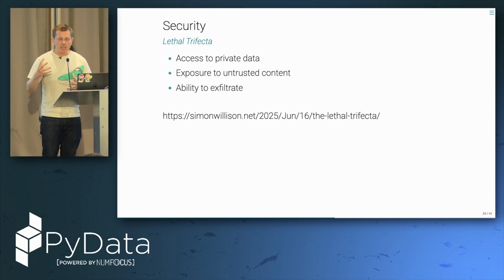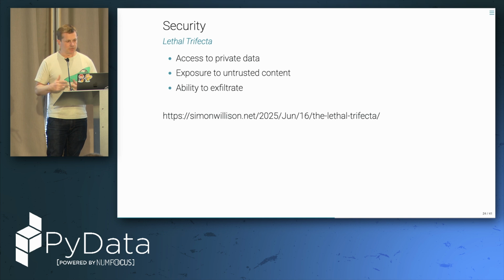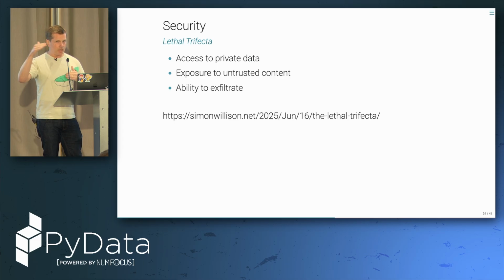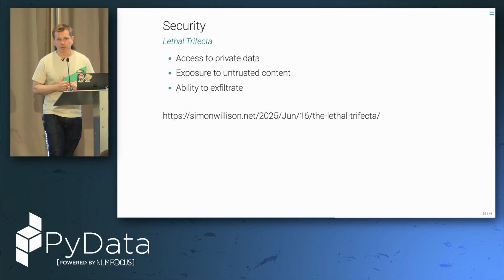So essentially, if your agent has access to private data, which of course is what we're trying to do here by providing more tools, exposure to untrusted content, and the ability to communicate out, it is pretty easy to prompt inject or otherwise trick your agent into sending that private data to the attacker.